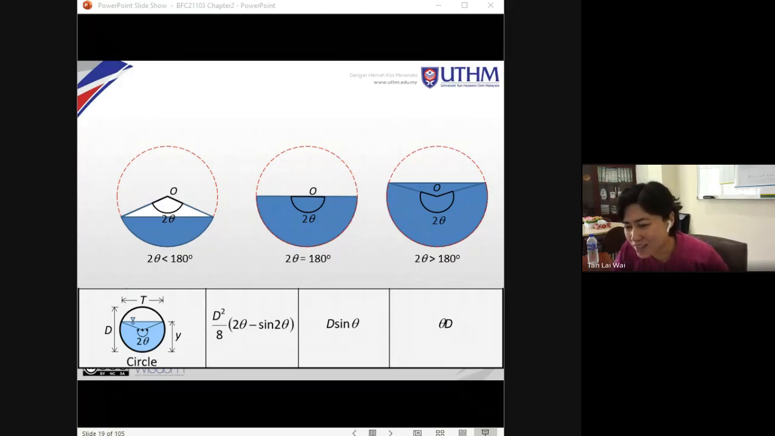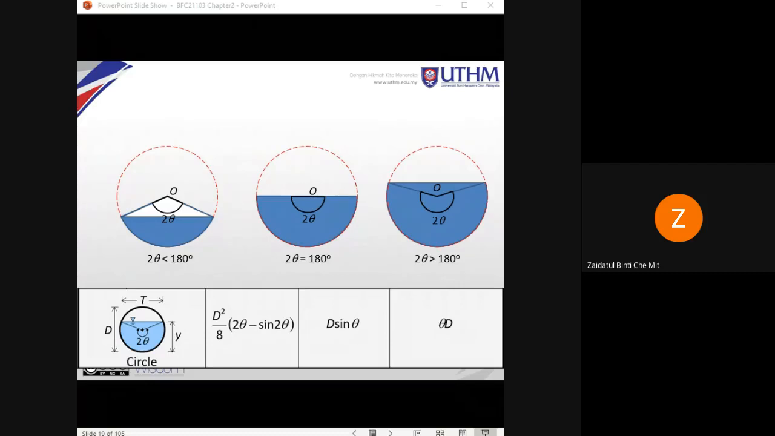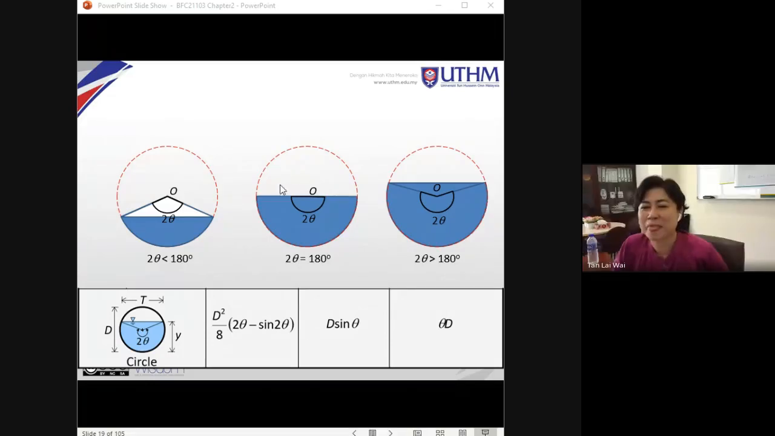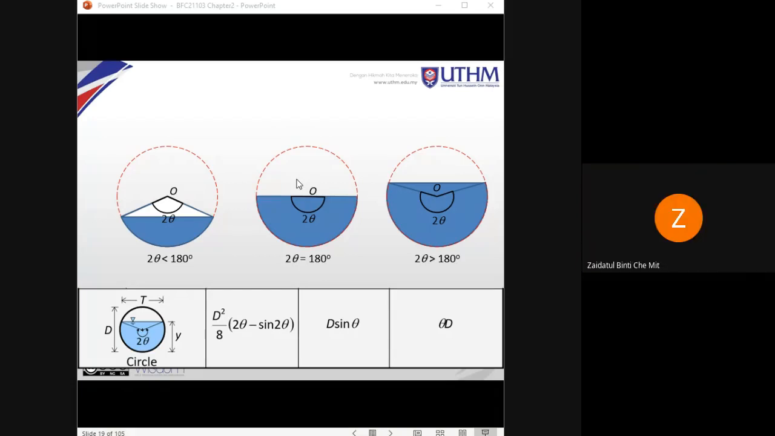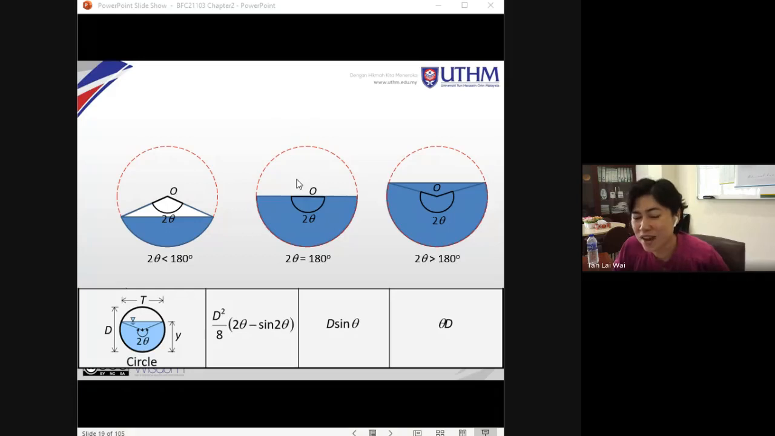I want to ask Zaidato. Zaidato, are you able to answer my question? Hi, Miss Rishwan. Okay. If it's a complete circle, if the flow is full, that means pipe flow. When it's full, there's no free surface, if it's pipe flow, what is the value of 2θ? 360. Yes, correct. Thank you. It's 360 degrees, right? I hope everyone gets it correct.